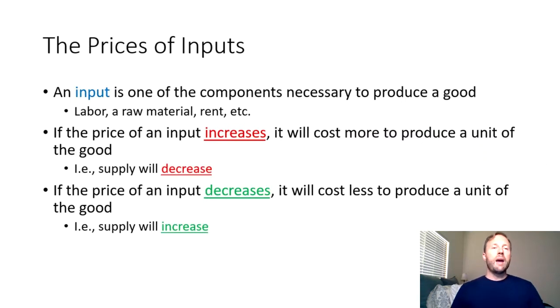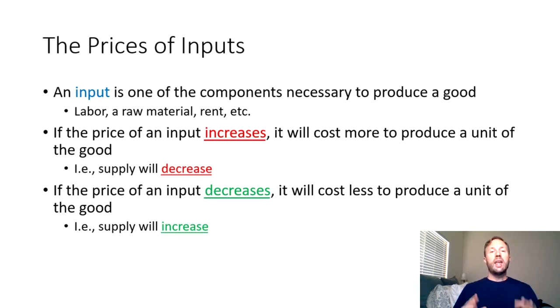All right, next up we have the prices of inputs. Now, an input for some good, some item, is one of the components that's necessary to produce that item. So things like the labor that is involved, or the price of the raw materials, or the rent that you have to pay for the factory that you're working in, or whatever.